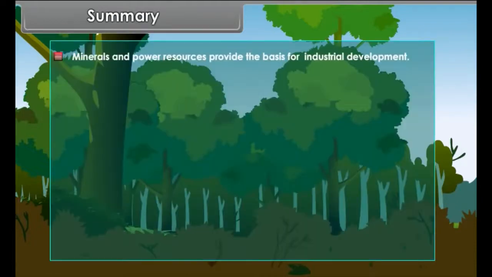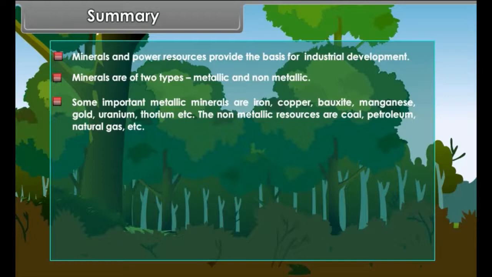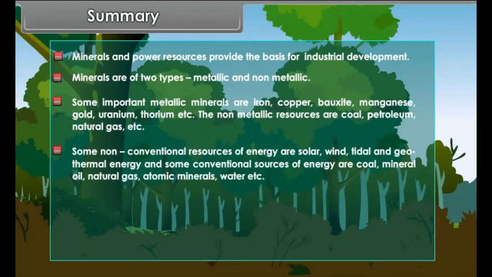Summary. Minerals and power resources provide the basis for industrial development. Minerals are of two types, metallic and non-metallic. Some important metallic minerals are iron, copper, bauxite, manganese, gold, uranium, thorium, etc. The non-metallic resources are coal, petroleum, natural gas, etc. Some non-conventional resources of energy are solar, wind, tidal and geothermal energy, and some conventional sources of energy are coal, mineral oil, natural gas, atomic minerals, water, etc.